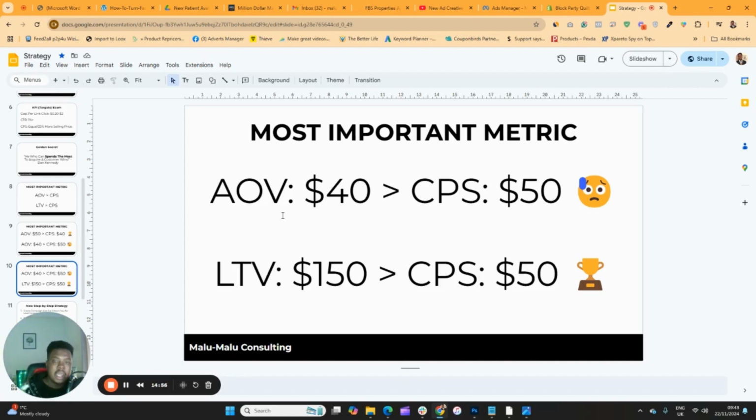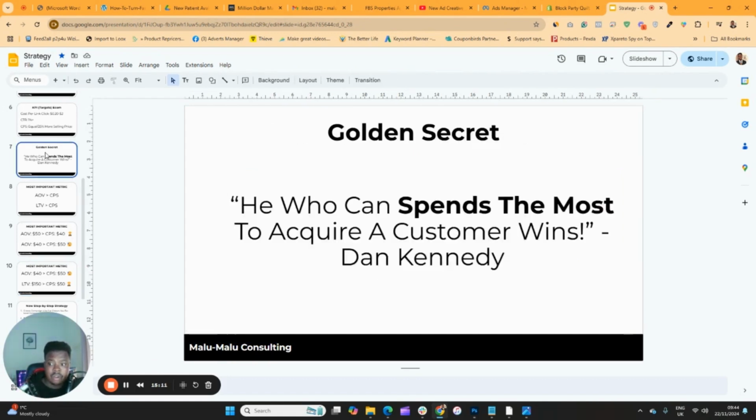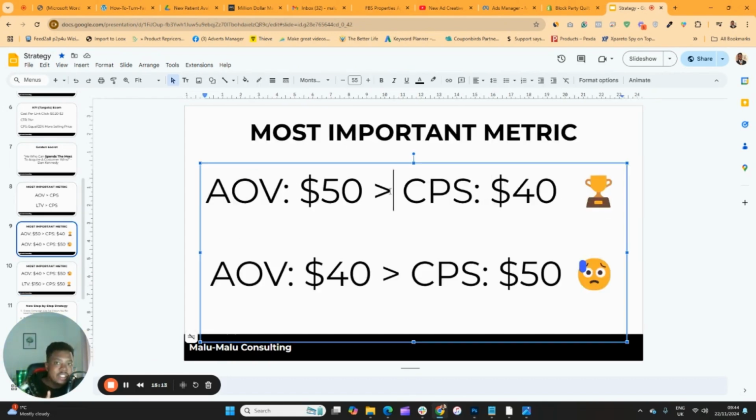So the goal in business is, yes, you want to decrease this number, the cost per sale. You want to decrease the amount of money you spend to acquire a customer. However, the people who make real money in e-commerce understand this golden secret, and that is, it's a lot easier to get a customer to spend more money with you than it is to go out there and acquire a customer for a cheaper price. Please write that down. It's a lot easier to get a customer to spend more money with you than it is to go out there and get the same customer for a cheaper price.